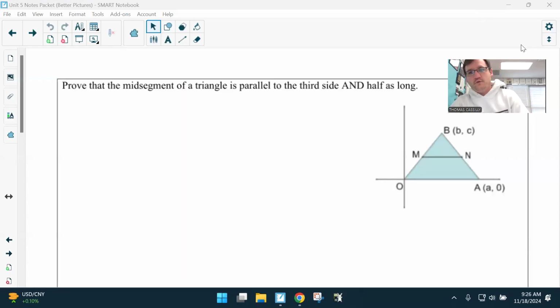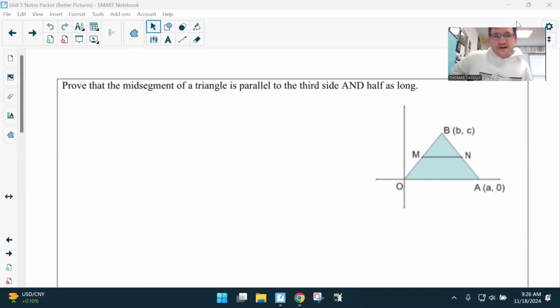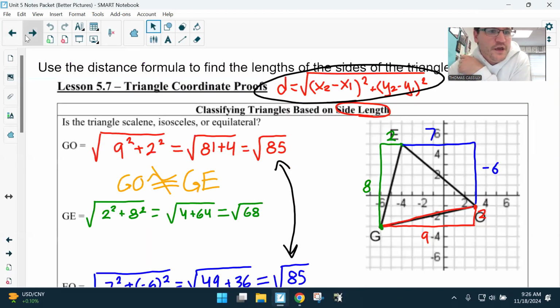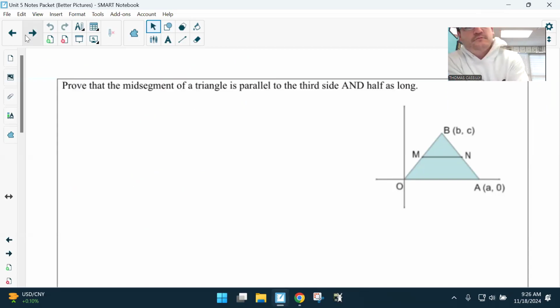All right, here we go. This is the last page of the 5 point something. What are we on? 5.7? 5.7 notes. So I think early on in this unit, maybe I think it was 5.4 actually, we talked about this idea of a mid segment.